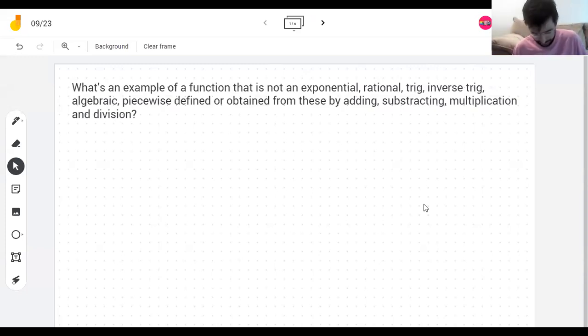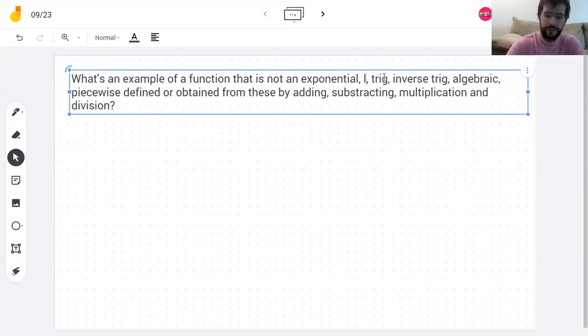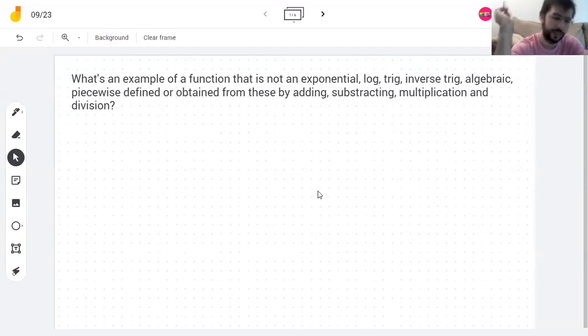There's a question on the board. We saw that almost every function you can think of is continuous. So polynomials are continuous, rational functions are continuous in their domain, exponentials are continuous, logs are continuous. I meant to write logs here. Sine, cosine, tangents, all those are continuous, their inverses are continuous. Anything you get from adding, subtracting, multiplying, or dividing those are continuous. Piecewise defined functions have no reason to be continuous because you've defined them in a weird way.